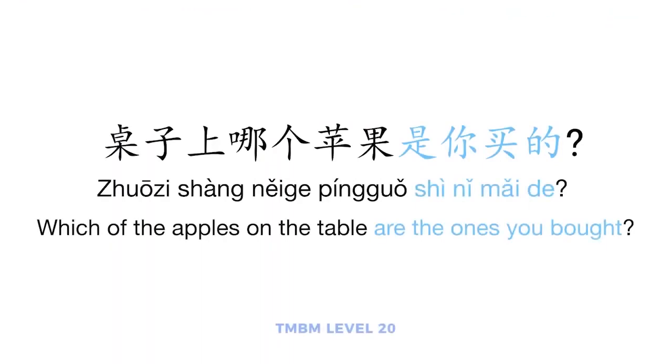So the first one here. Which of the apples on the table are the ones you bought? The ones you bought. So that's the key part. Let's see how they do it. 桌子上哪个苹果是你买的? So 是你买, you bought 的. Okay, so 你买 can actually be a whole sentence. 我买, 我来, 你买. You know, it's actually technically a full sentence.